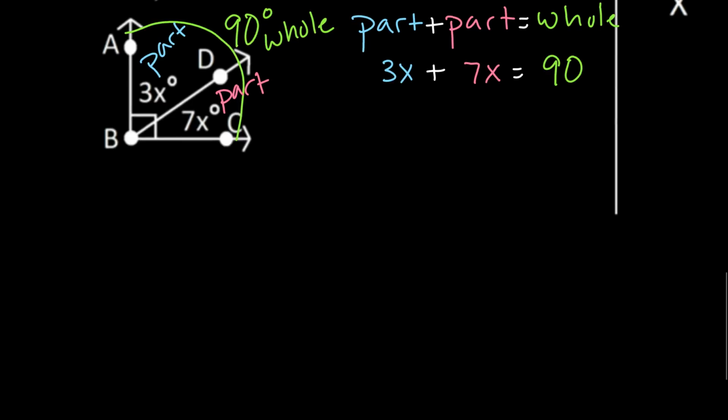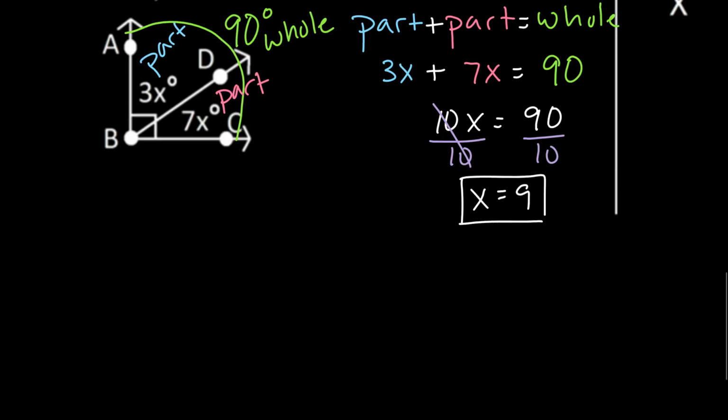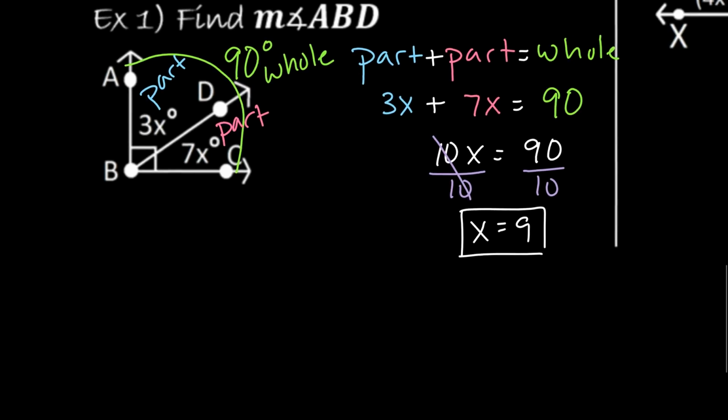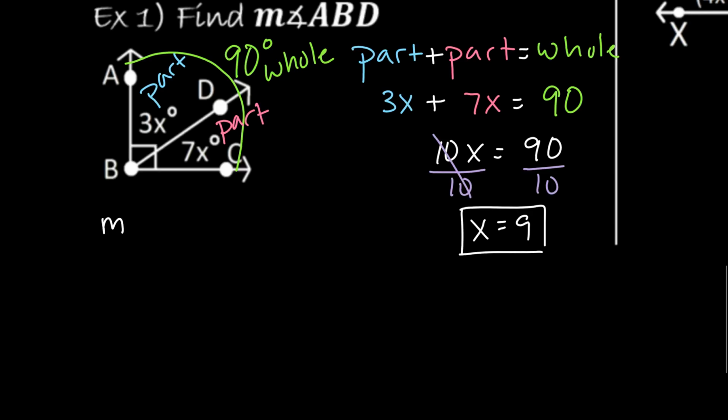And then what do I do? Divide by 10. And I get 9. Is that my answer? Right. It wants the measure. Oh, by the way, that M in front stands for measure. It wants the measure of angle ABD.